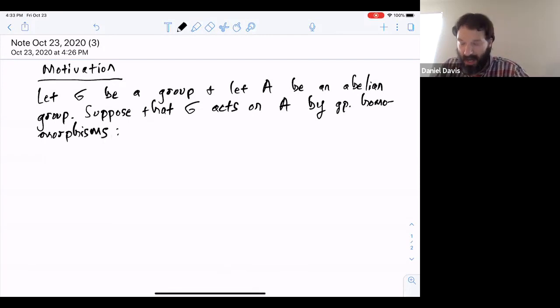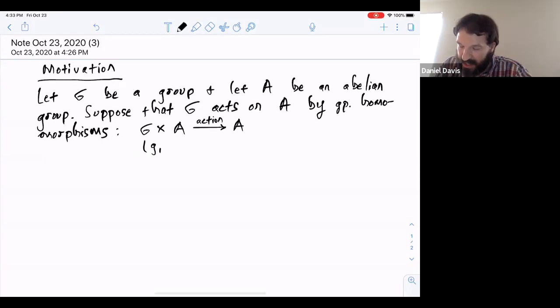Okay, so just to be explicit, we have a map from G cross A to A. This is the action map. So it takes a pair g, a, where little g is in the group G and little a is in the abelian group A, and this goes to g dot a. So this is how we write the action of G on A.